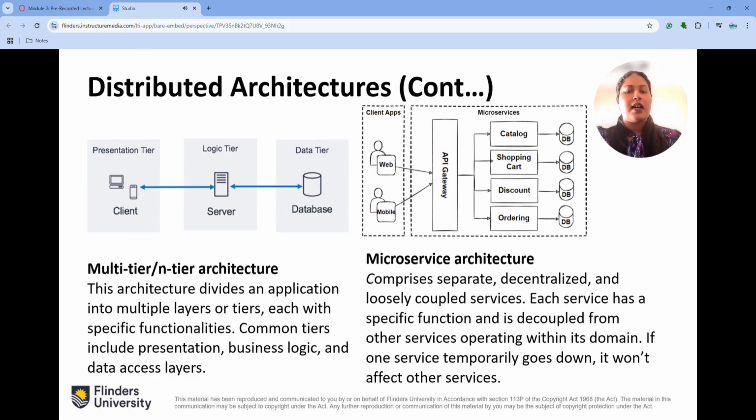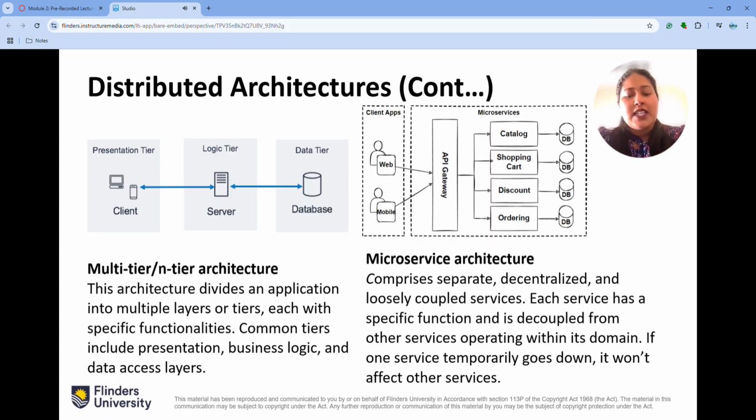Multi-tier architecture and microservice architecture are both approaches designed to improve scalability, maintainability, and flexibility in software systems, but they differ in their structure and application. Multi-tier architecture divides a system into multiple layers, typically including a presentation layer, which we sometimes call the user interface, then the business logic layer, which we sometimes call processing and application logic, and the data layer, which represents the database and data management.